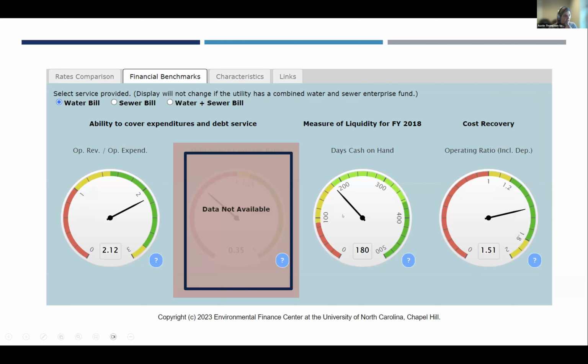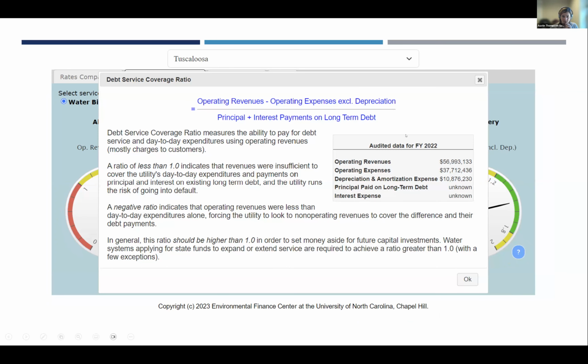The next thing is the debt service coverage ratio. Unfortunately, we did not have the data available in this case, but you can still click that little question mark and see the breakdown of the equation that's used as well as the data inputs that would be used. So I'm going to go ahead and do that. And so again, the audited financial data pulls up to the right here and the equation pops up on top.